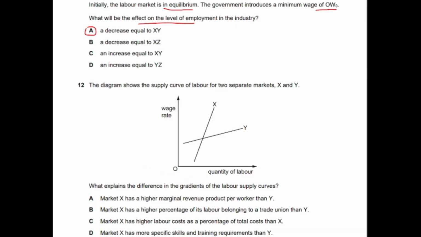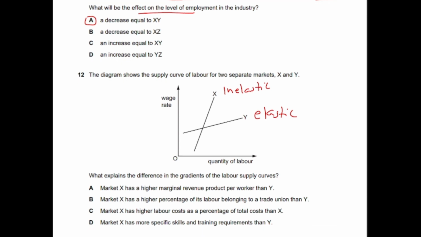The diagram shows the supply curve of labor for two separate markets, X and Y. Okay, so X has inelastic supply. When the supply curve is steep, this is inelastic, and when it is flat, it is elastic supply. What explains the difference in the gradient of the labor supply curves? For this question, the answer is D.